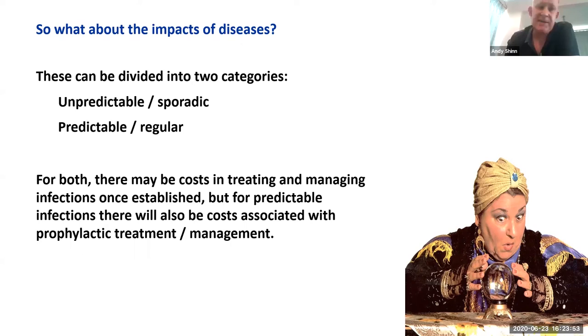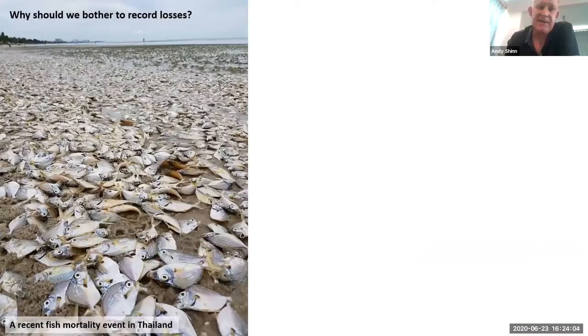So why should we bother to record losses? I know that this is a picture from Rayong. It's just a couple of provinces over from where I am now. This was taken just last year. I think it was probably an algal bloom that caused the loss and death of so many fish. But these kinds of events are actually quite common.